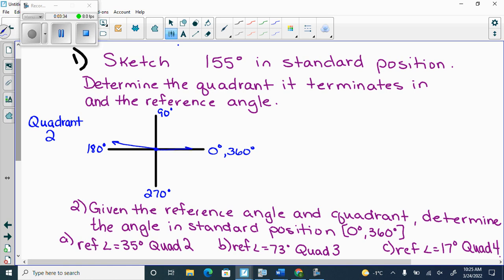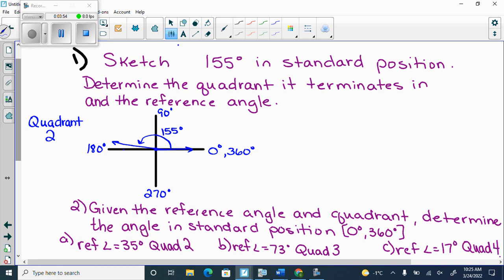So draw your initial arm and draw your terminal arm. Remember, you have to have both arms. Then you have to have an arrow drawn to it, and you write 155. I may have drawn this one too steeply close to the x-axis. It was a little bit aggressive.